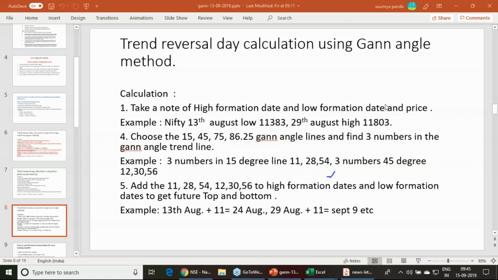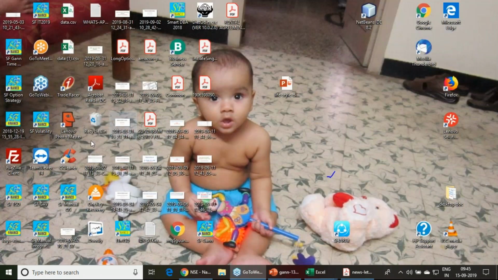Out of 11 trend lines, these 4 trend lines are more important. So find out the 3 numbers in this, and add them to the low formation day and high formation day. You will get the trend reversal day as per the Gann angle method. I will go straight to the software and show this, because the same calculations, if we want to do them, give a minor trend reversal date.